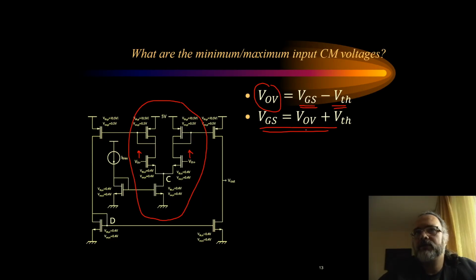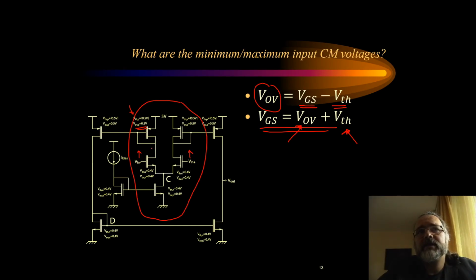Gate source voltage is equal to the overdrive voltage plus the threshold voltage. Usually this is the process parameter. It depends on the technology that we use to realize this amplifier. And this overdrive voltage is a designer's choice. Now in this example, the overdrive voltages are given, so the designer's choices, and also the threshold voltages.